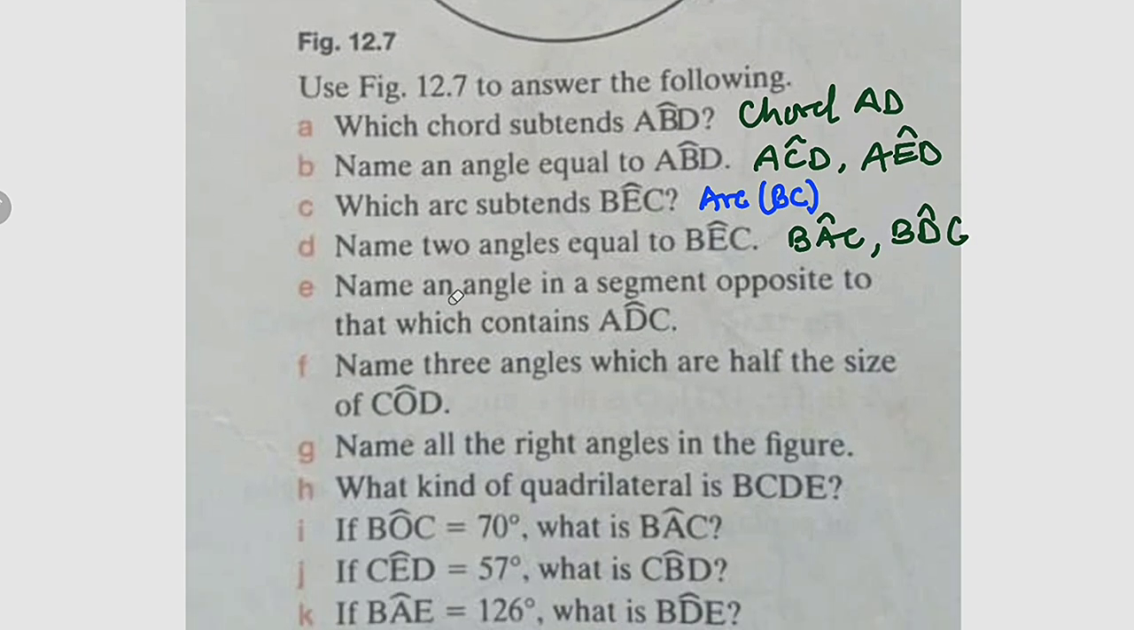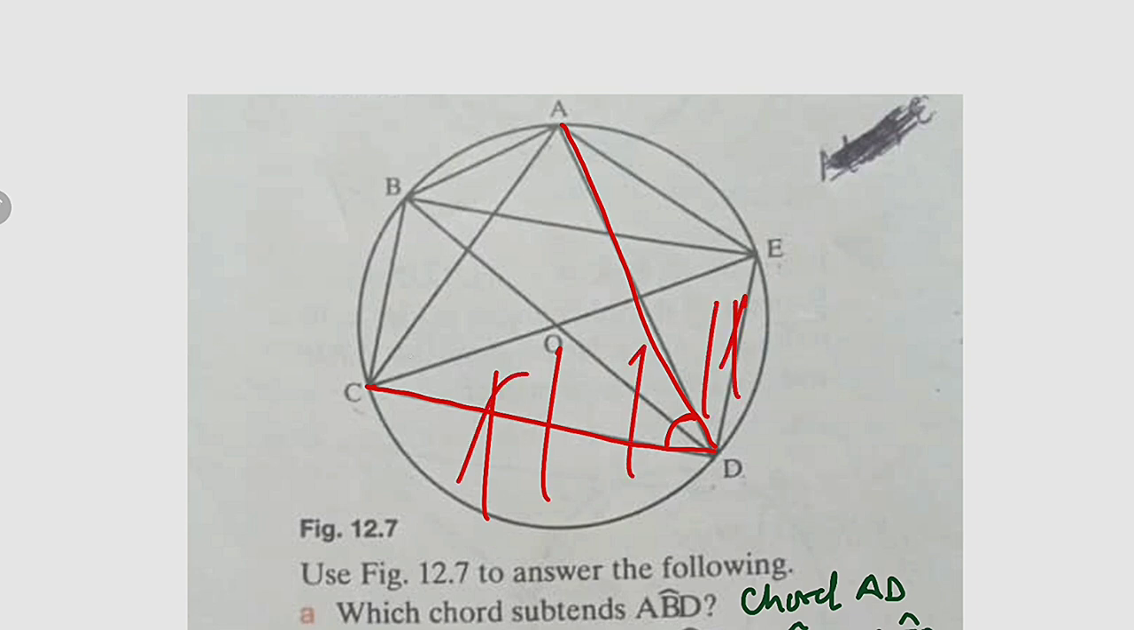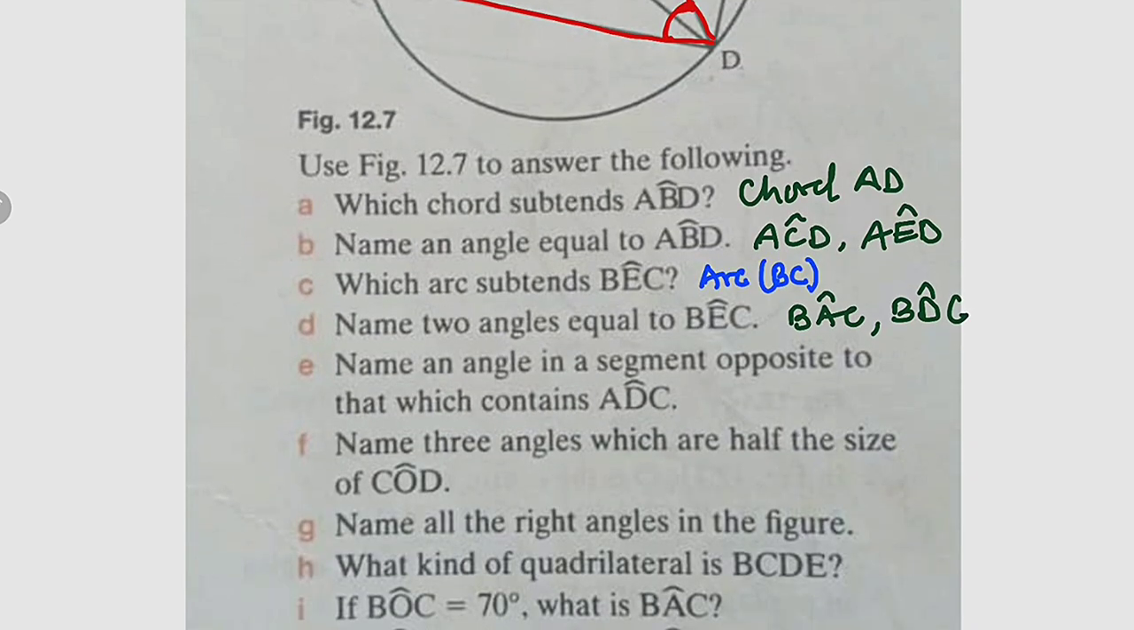Next question. Name an angle in a segment opposite to that which contains ADC. Remember, what is a segment? A segment is a region bounded by the arc and the chord. So now let us locate this angle ADC. AD is this one, ADC. So we're looking for an angle opposite to this one. So this angle D is in this segment, which is bounded by this chord and this arc. So which angle is opposite to this one? The angle opposite to that one is this. Look at it, ABC. This particular angle is opposite to this one. So the answer is angle ABC.